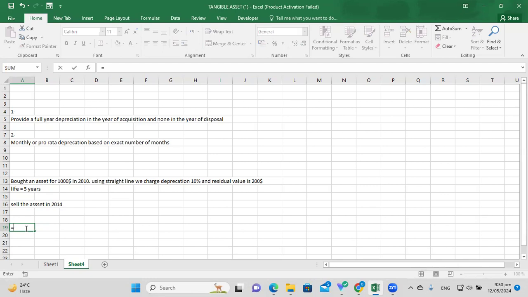Obviously, cost minus scrap value, and you need to divide this by useful life, which is 5 years. Sorry, this is minus. Okay, so you will get depreciation 160 for the first year. You get the depreciation for the first year, which is 2010, and the depreciation is 160.